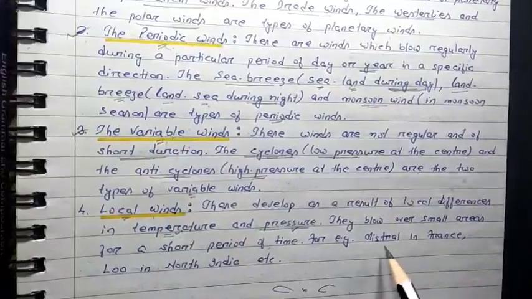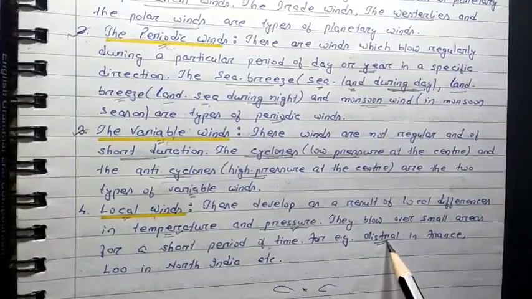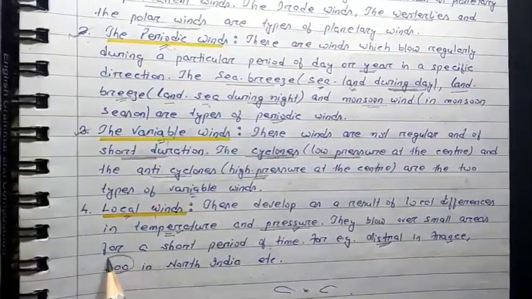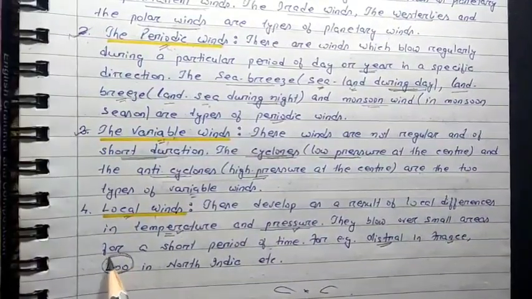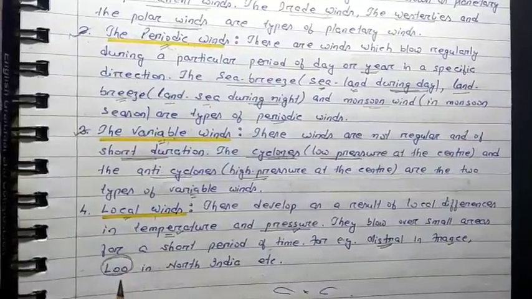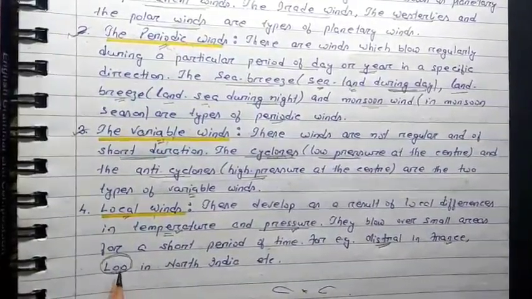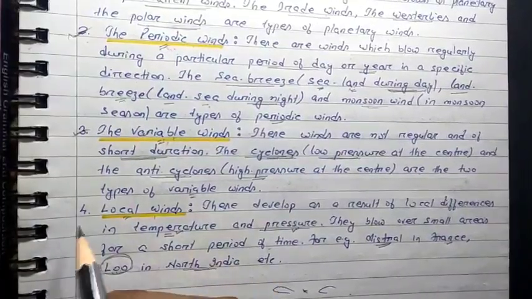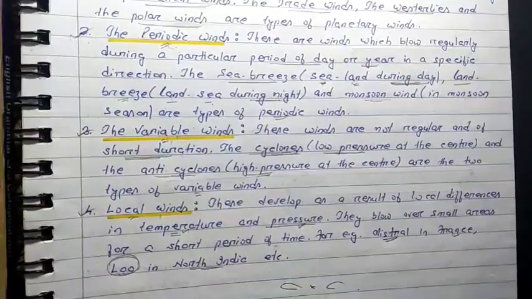For example, Mistral is one type of wind which generally blows in different parts of France. Loo, I hope you have heard the name. It is a very hot wind, and we may even have sunstroke because of this Loo. It generally blows in the summer season in northern India. So that's about the different types of winds.